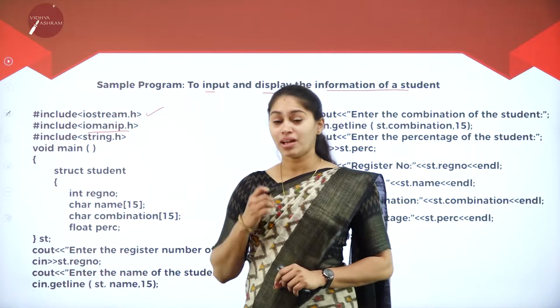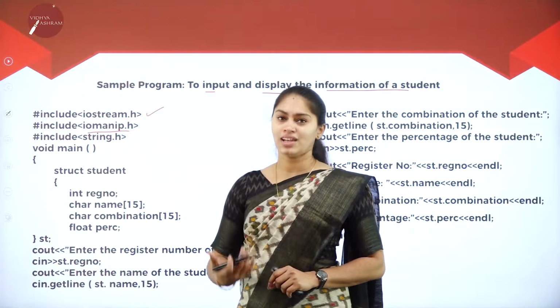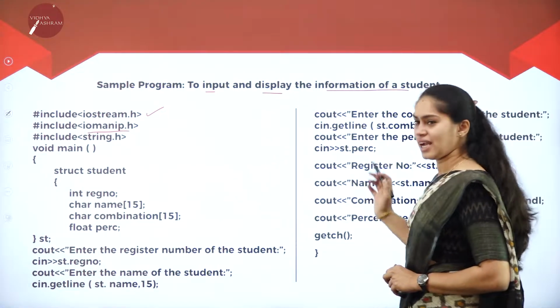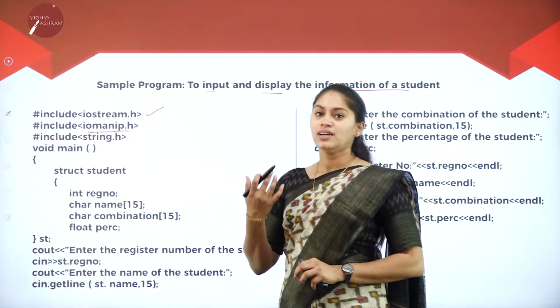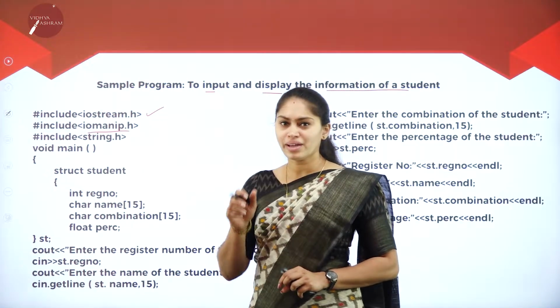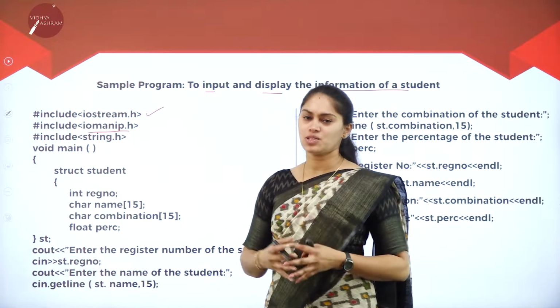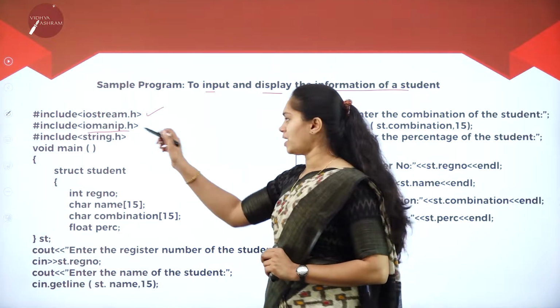That means when I am using endl, that is end of a line, in my program. You can see that in our program we have an endl here. If I want the content of the cout statement to be in the next line, then we are going to use this endl. That is the reason we are having iomanip.h here.